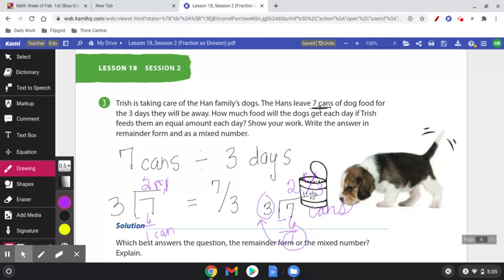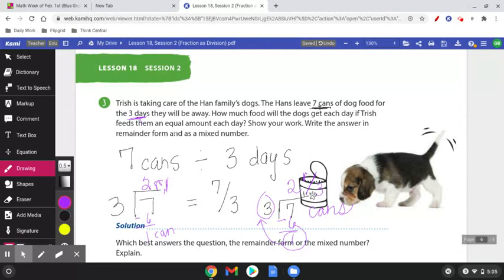So Trish is taking care of the Han family dogs. They leave 7 cans for 3 days. How much food will each dog get if Trish feeds them an equal amount each day? Well, they're going to have 2 1/3. Write the answer in remainder form and as a mixed number. So 2 1/3.